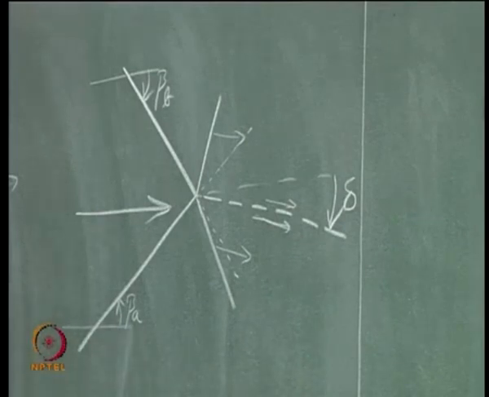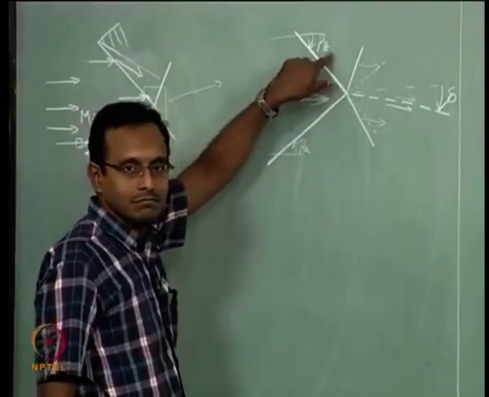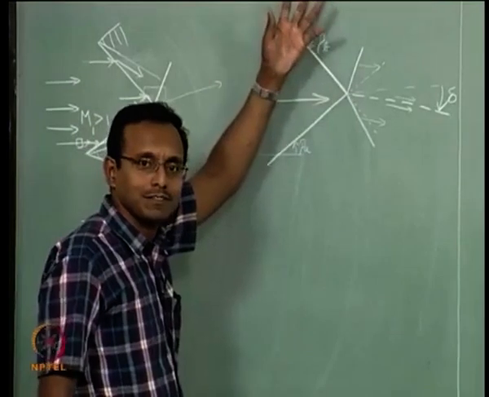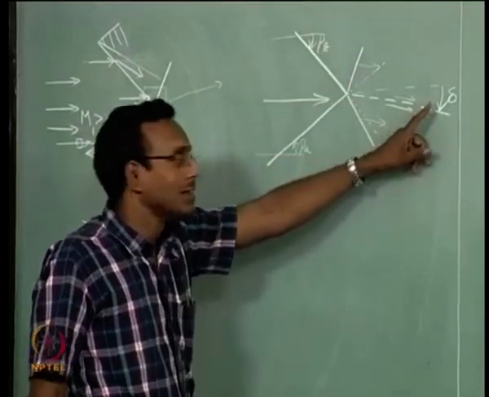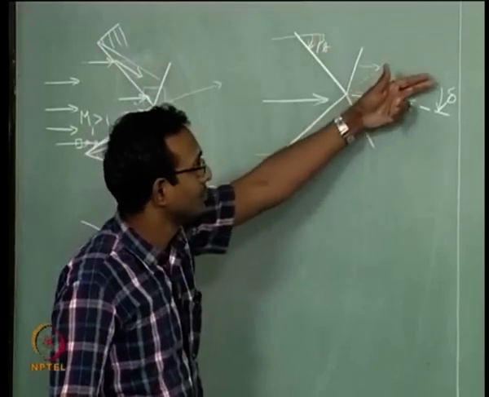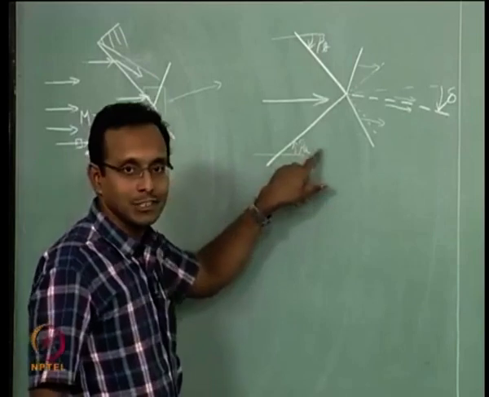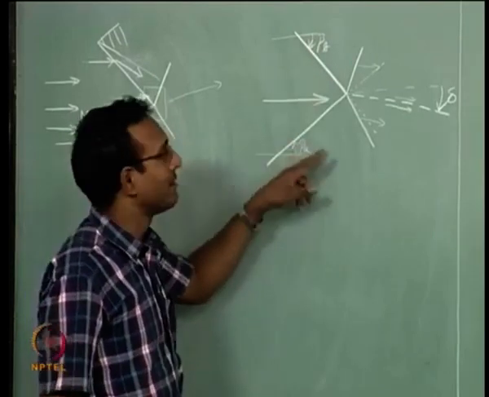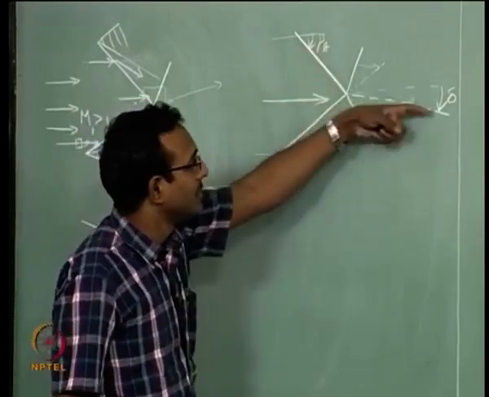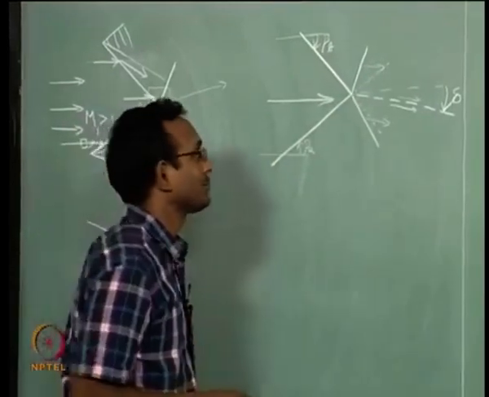What will decide this is the main thing I am looking at. If I say beta A is equal to beta B, the whole problem is very symmetric, then my delta will be 0. If this is stronger, then it will push the flow more down, so delta will be more negative. If this beta A is stronger than beta B, that is, a higher value than beta B, then the delta will be more to that side and it will be a positive angle. That is what will happen finally.